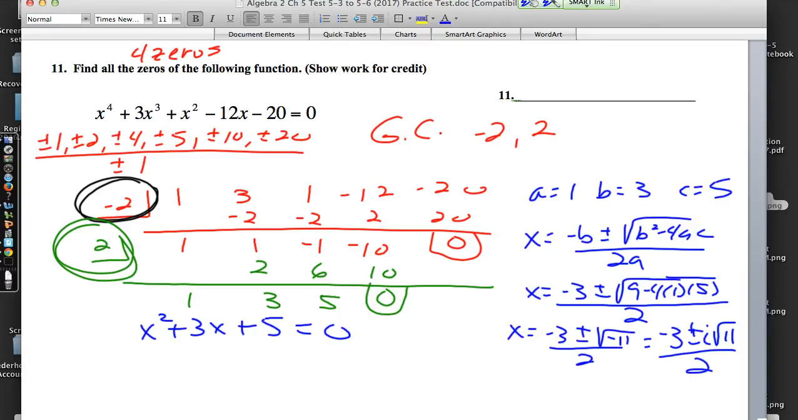So answers for our line. Negative 2, 2, negative 3 plus or minus I square roots of 11 over 2. Did we get all 4? Yes. Remember the quadratic formula always gives us 2 answers. So negative 2 and 2, 2 answers, 2 more from the quadratic formula. Look at all that beautiful math.